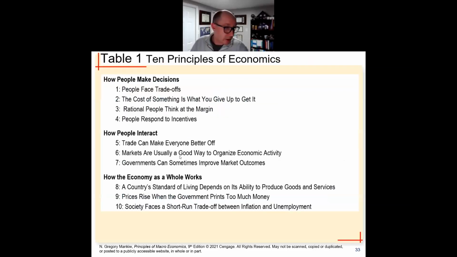And that, my friends, is a quick and easy synopsis of the 10 principles of economics.